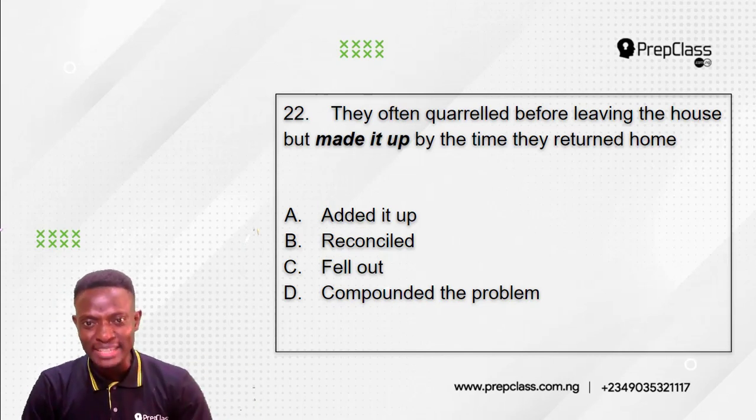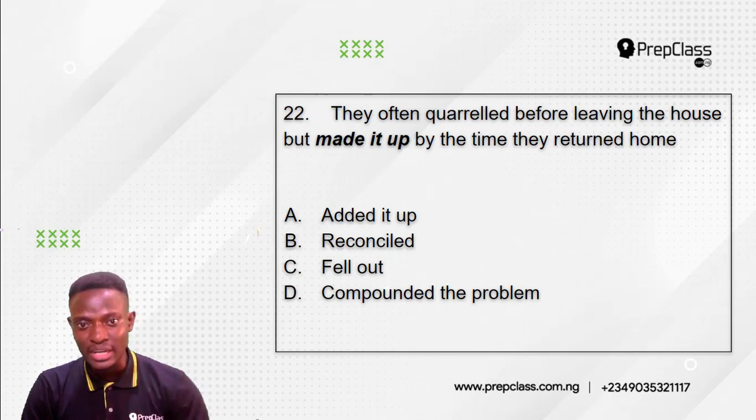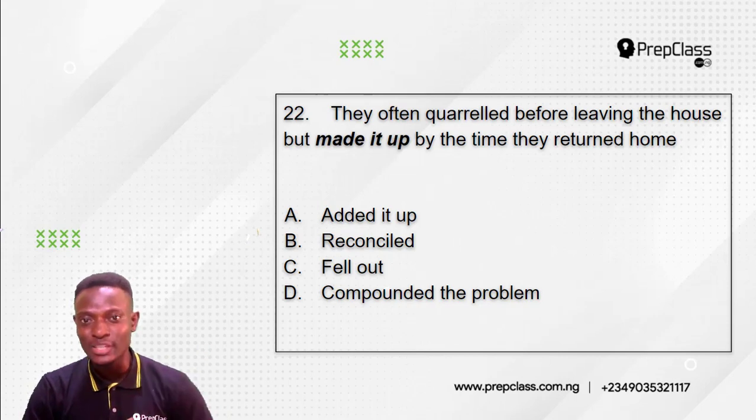So, which option is the opposite in meaning to made it up? Option A, added it up. Option B, reconciled. Option C, fell out. Option D, compounded the problem. Which of these is the opposite in meaning to made it up?